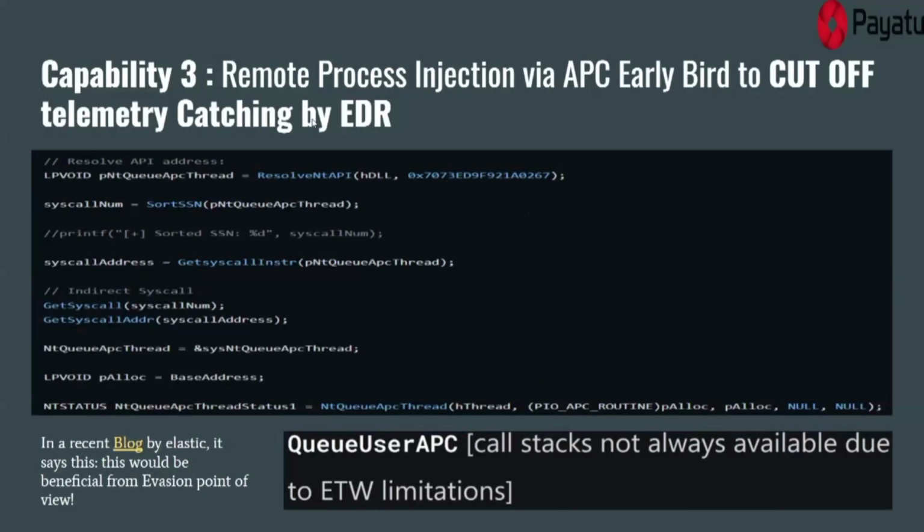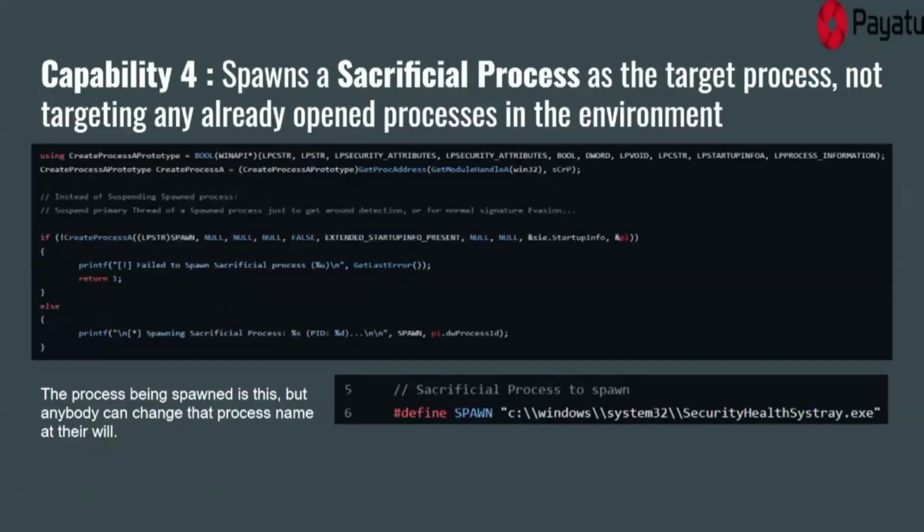Then comes the remote process injection via APC early bird. Recently I saw a post by Elastic. They mentioned that using QueueUserAPC, the call stack is not always available due to ETW limitation. So I thought I could target this and take advantage of it. What I did was take the NT API form of QueueUserAPC, that is NtQueueUserAPC, and used that to perform process injection. In that way, we would be able to evade some of the EDRs.